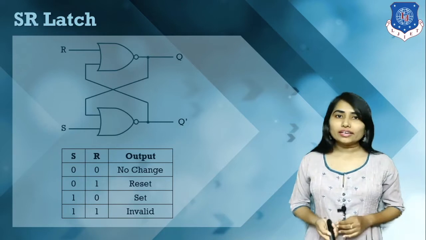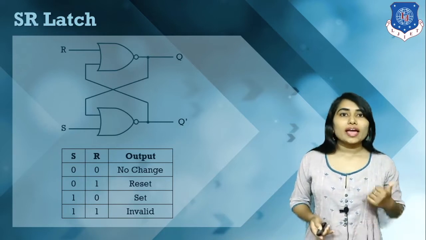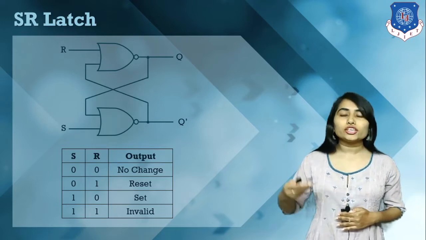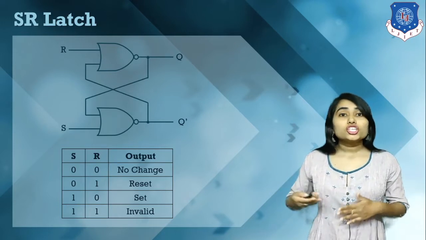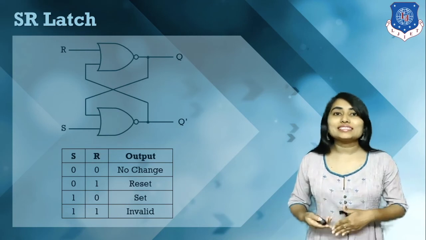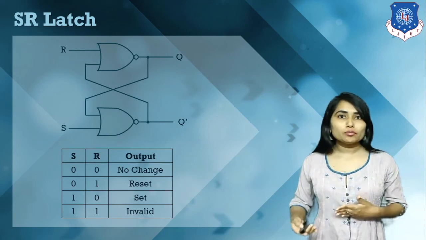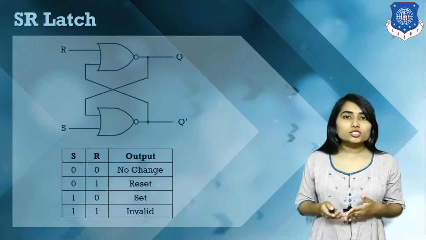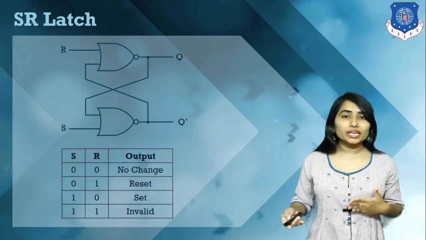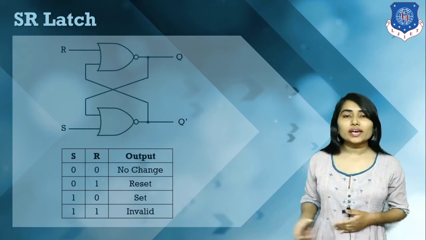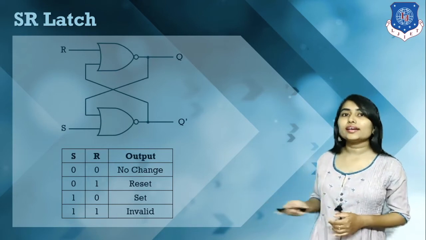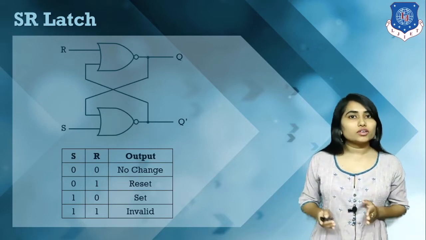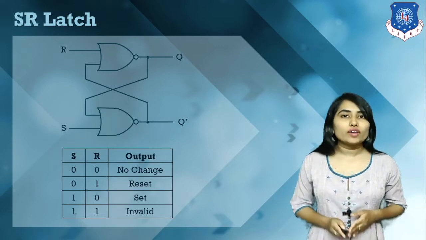For S and R equal to 1, 1, the output is invalid, because both Q and Q dash will try to become 0 at the same time, which is practically impossible since Q and Q dash should be complements. It makes our circuit unstable. That's why the S and R 1, 1 condition is basically avoided, and we have an invalid state.